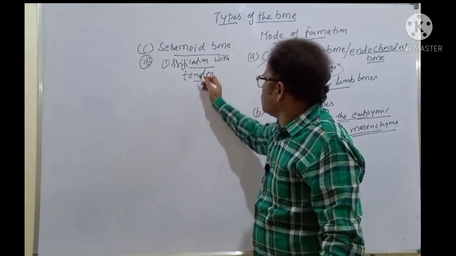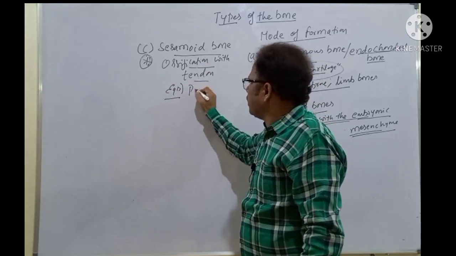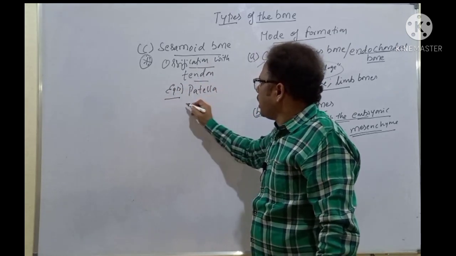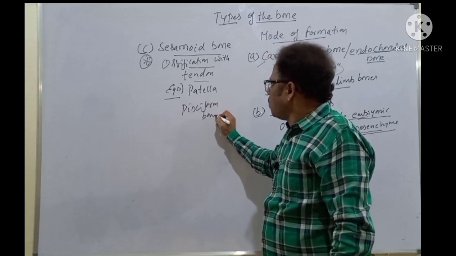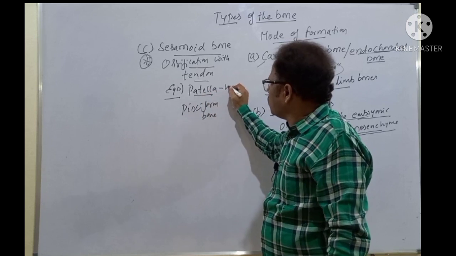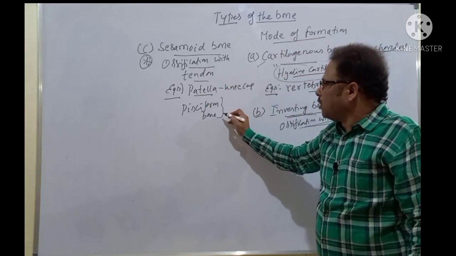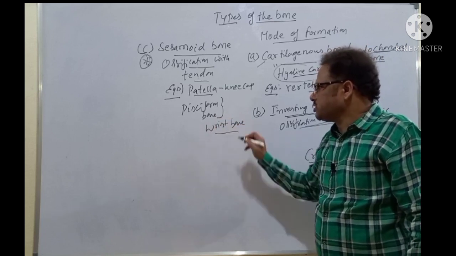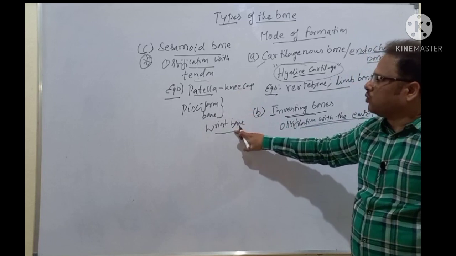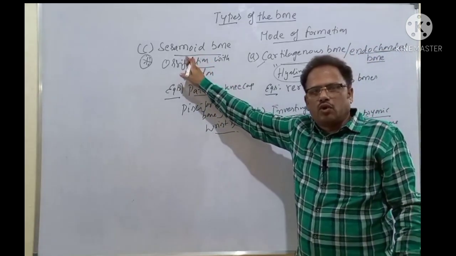So it is done with the ossification of the tendon. Examples: patella and pisiform bone. What is patella? The kneecap bone is called the patella, and the pisiform bone is the wrist bone. Both are very good examples of the ossification of the tendon. Such a bone is called a sesamoid bone.